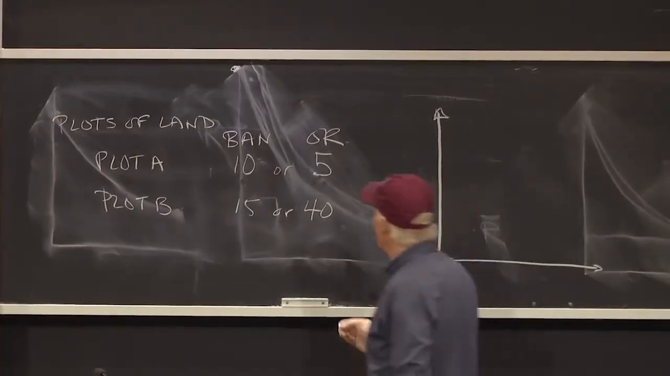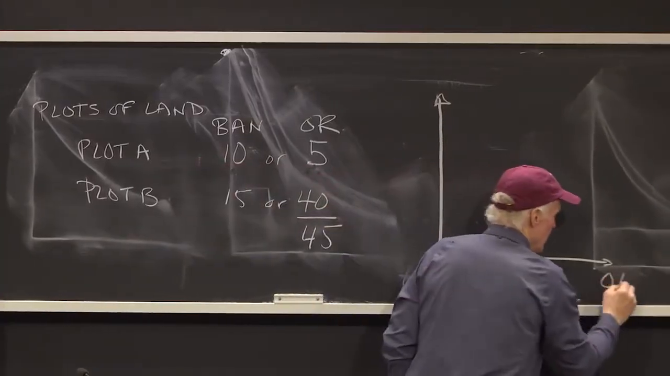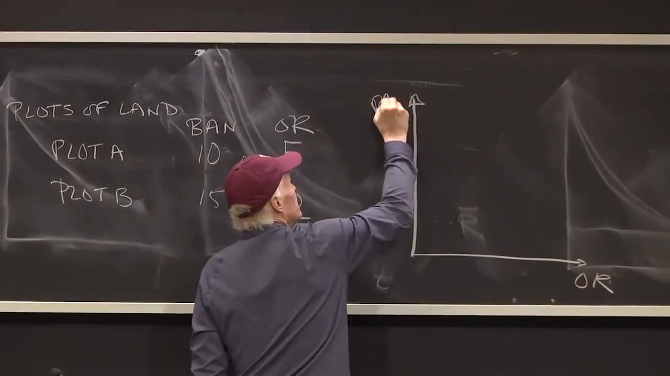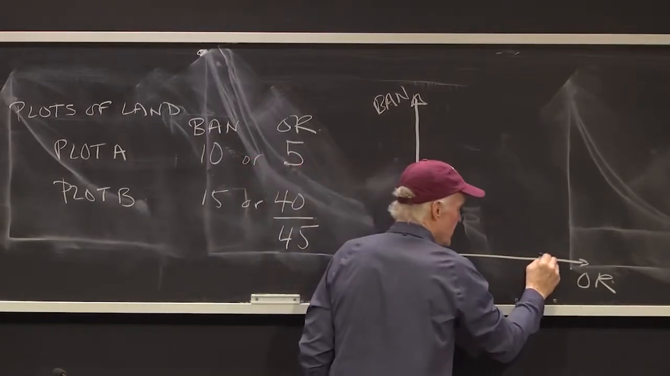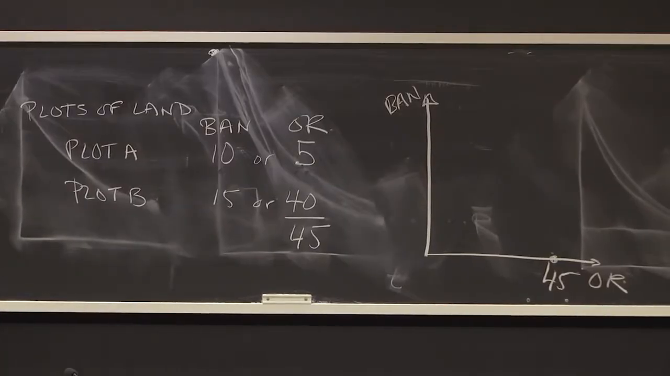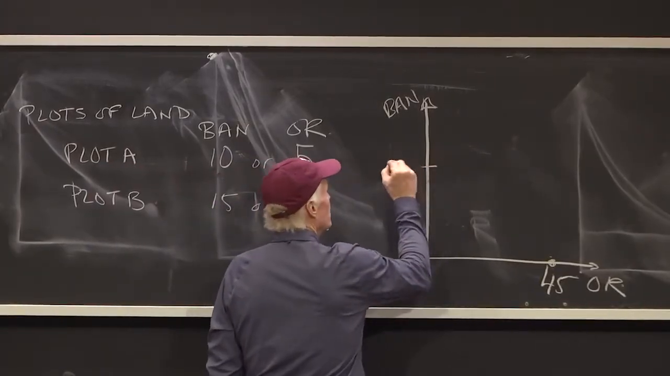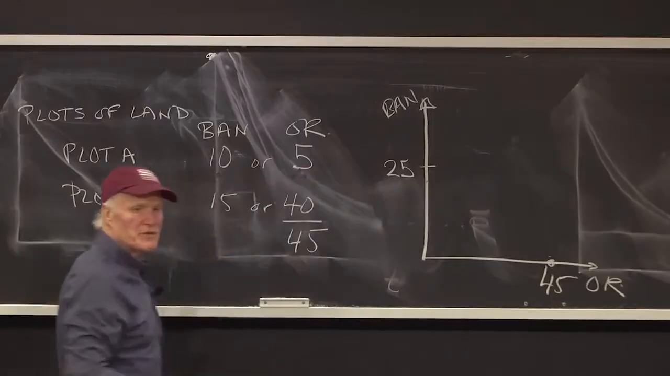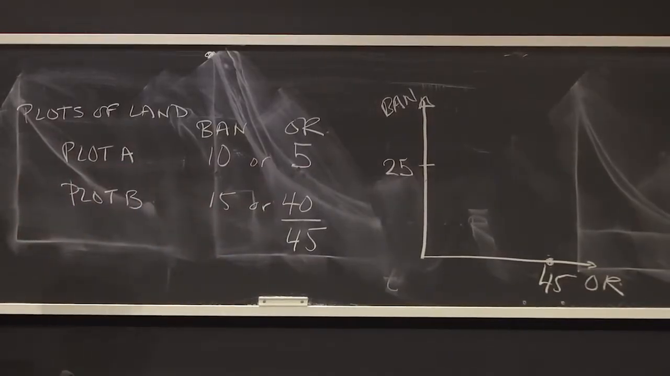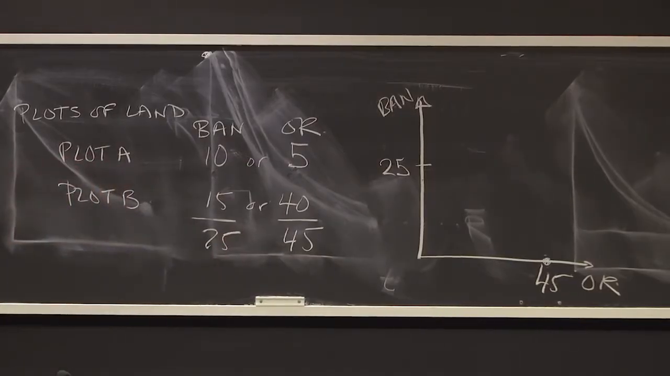Well, it's pretty clear if he wants to produce oranges and only oranges, how much can he grow? Well, he can grow 45, right? Everybody understands it, right? If he only wanted to grow oranges, he clearly could grow 45 oranges. And if he wanted to grow only bananas, he could grow 25 bananas. Everybody agrees with that, right? I think I did that right. He could do one or the other. He could do 45 oranges, no bananas, or 25 bananas, no oranges.